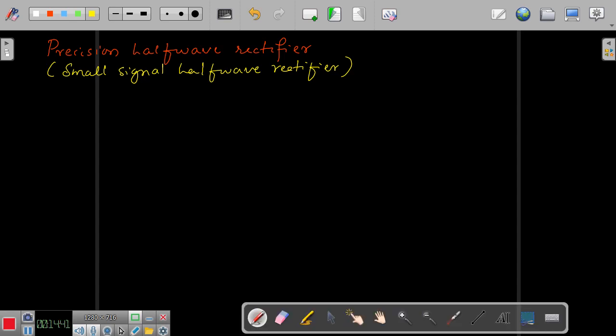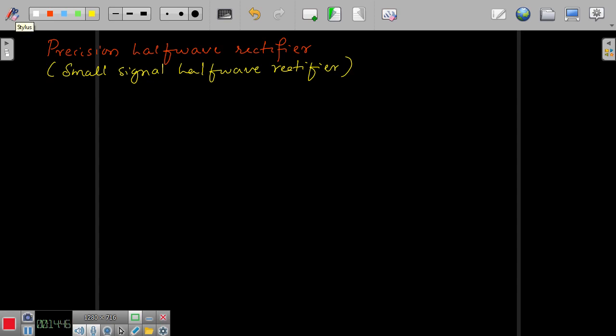Okay, so now let us take down the circuit here for the precision small signal half wave rectifier. Please look at the circuit. All of you draw the circuit. So I have, very importantly here, the other things are very simple.